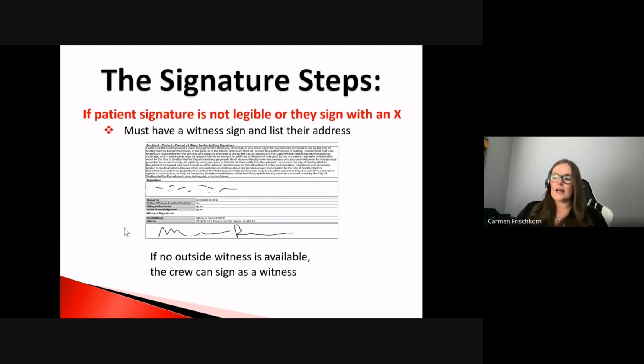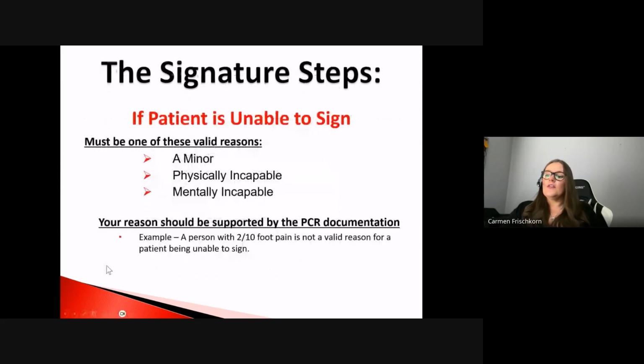We had somebody ask if they could do this on every single run. Absolutely, it's not going to hurt anything, and we have seen it really help support those signatures. So if you think it's looking a little bit weird, please have a witness sign or sign as the witness yourself, so that we can make sure the signature is bolstered, okay? All right, so there are only 3 categorical reasons why a patient can't sign for themselves.